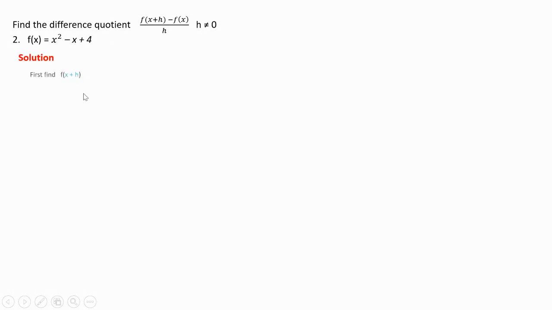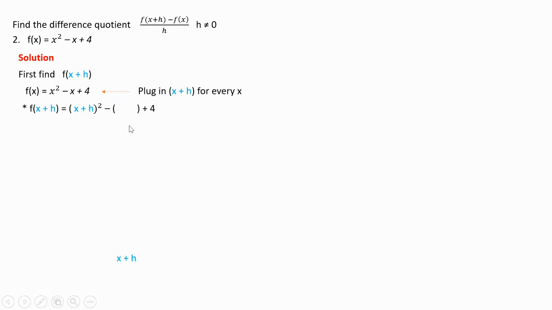Okay. So solution, first I need to find f of x plus h. Okay, we're going to do it in three steps. My first step, I'm going to find f of x plus h. My second step, I'm going to find f of x plus h minus f of x. And then my third step is where we put it over h. Okay, so this is the beginning. So I'm going to plug in x plus h for every x. Okay, so it's going to go here, right? x plus h squared minus x plus h. And now what we do is simplify.